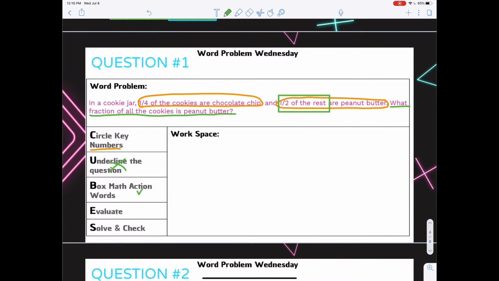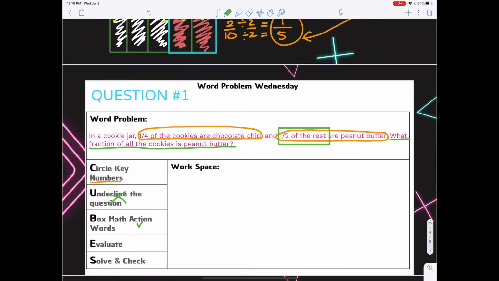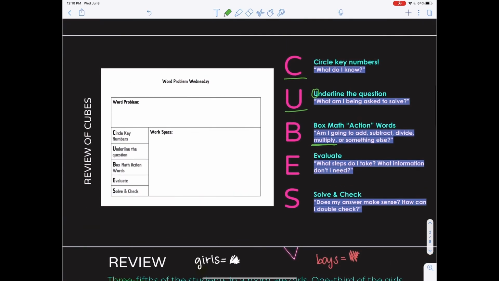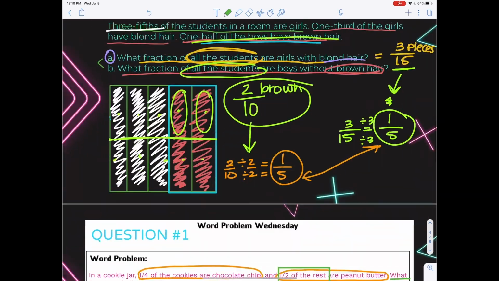E, evaluate. So we're going to go ahead and see if we can take out any of this information. So 1/4 of the cookies are chocolate, 1/2 of the rest are peanut butter. What fraction of all the cookies is peanut butter? So it looks like we can't cross out any of them. And then let's look at what else it asks us for E. What steps do I take? What information don't I need?